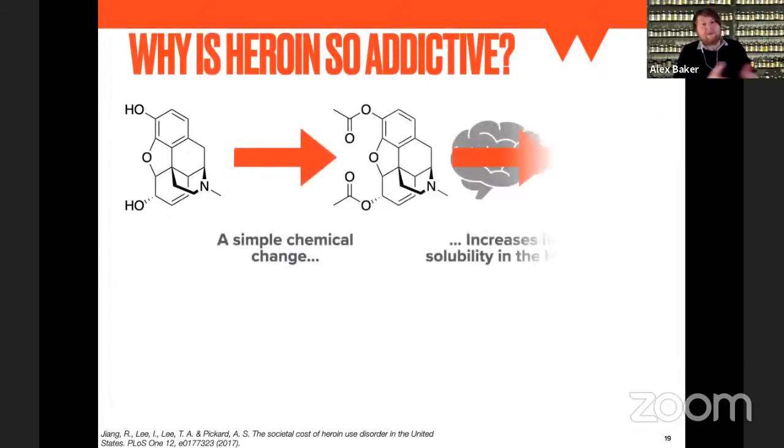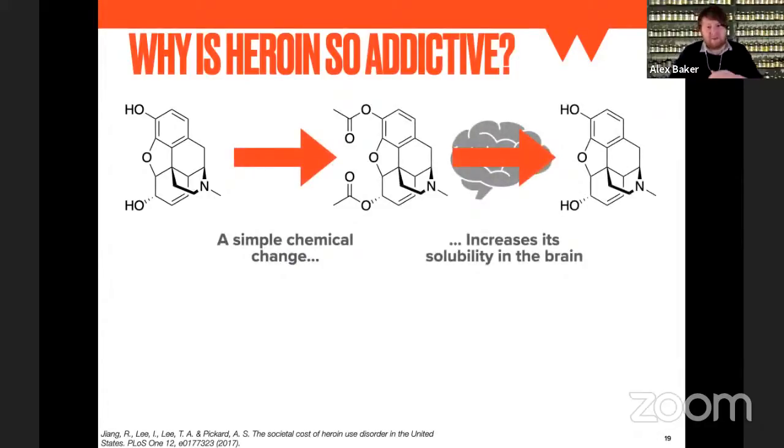Well, a simple chemical change adds two acetyl groups. This massively increases its solubility in the brain and the blood-brain barrier. So it is driven across the blood-brain barrier far more effectively than morphine is. Once it's in your brain, it's then simply broken back down to morphine. So heroin is in fact a great way to transport morphine more effectively into the brain. This is why heroin is so addictive. It's simply more soluble in your brain than morphine, so more of it gets there.